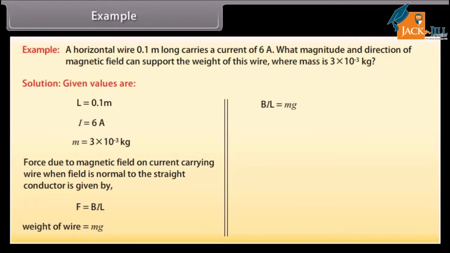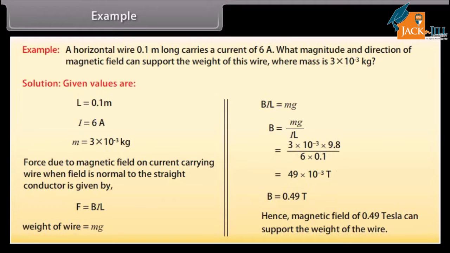BIL = mg, which can be written as B = mg/IL. By putting the values and calculating, we get the value of B = 0.49 Tesla. Hence, a magnetic field of 0.49 Tesla can support the weight of the wire.